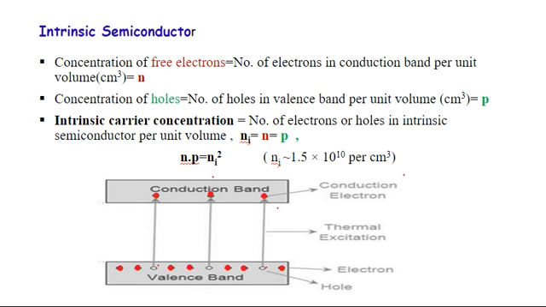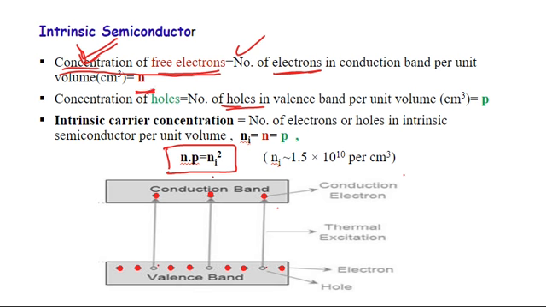Now let's see the very important relationship, which is N into P is equal to Ni square. Here N is the concentration of free electrons. What is concentration? It is the number of electrons per unit volume. We measure the number of electrons and holes in terms of unit volume because we are dealing with a three-dimensional structure of a silicon crystal. So that number of electrons per unit volume is said to be the concentration. The concentration of free electrons is represented by small n and the concentration of holes is represented by P.